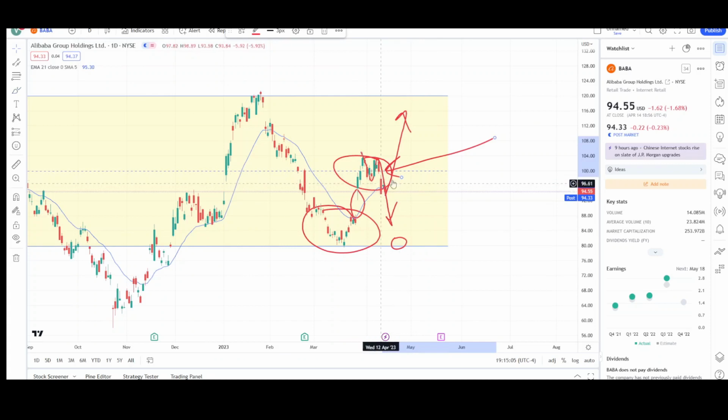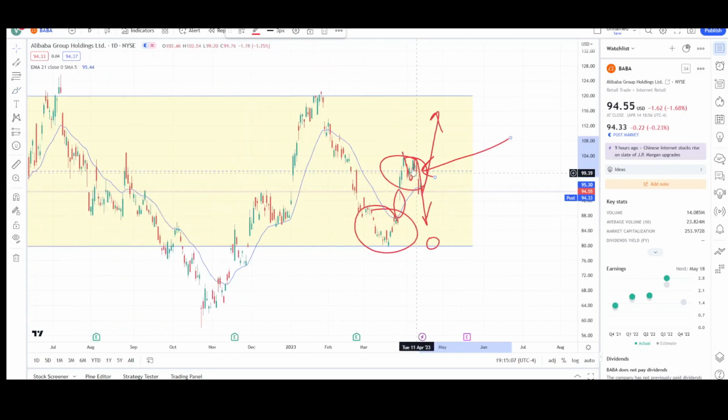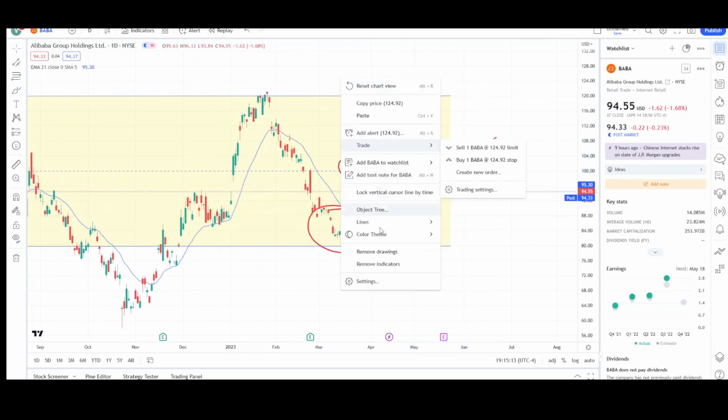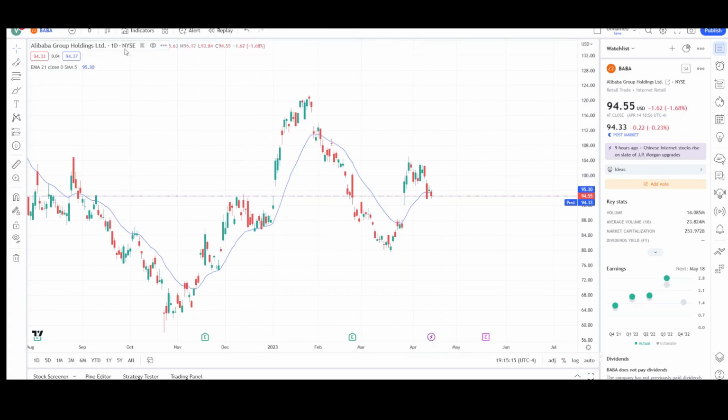I'm not sure what's going on in this chart. But since we saw those two legs down, a nice green bar would make more sense for that leg higher to form. So that's all I have for Baba right now.